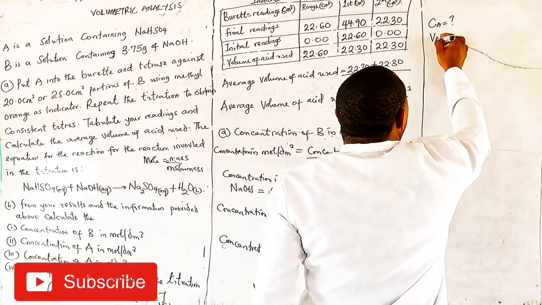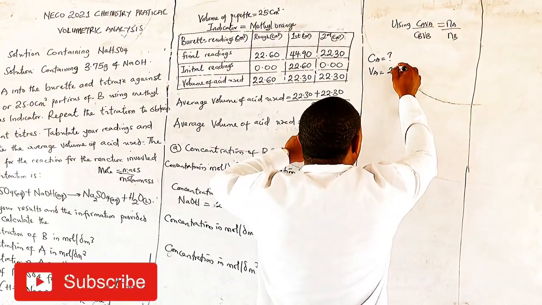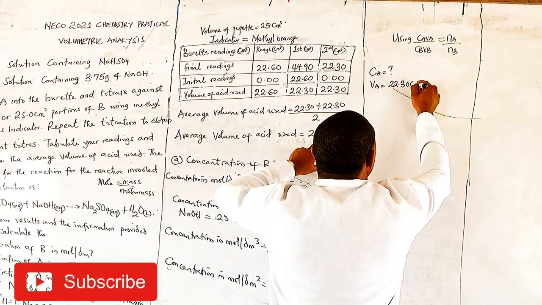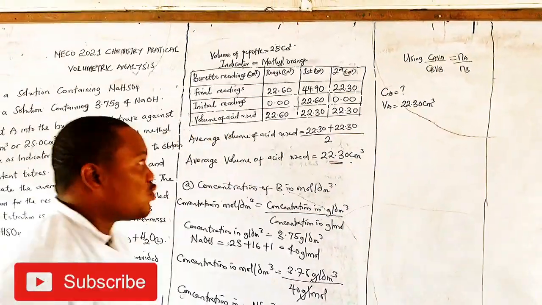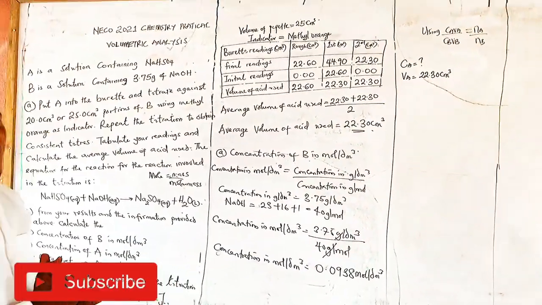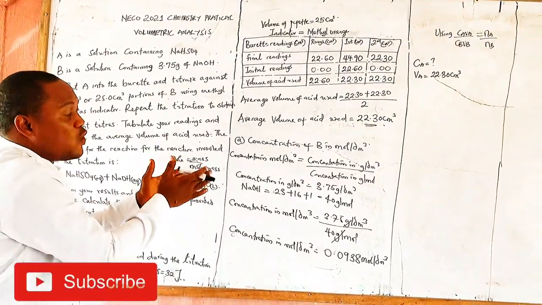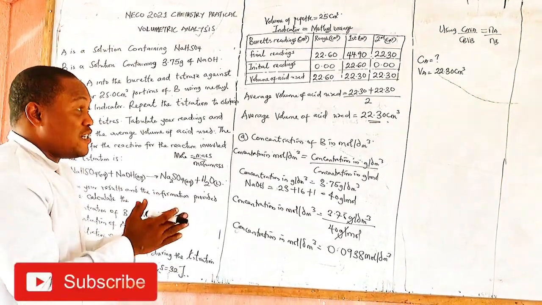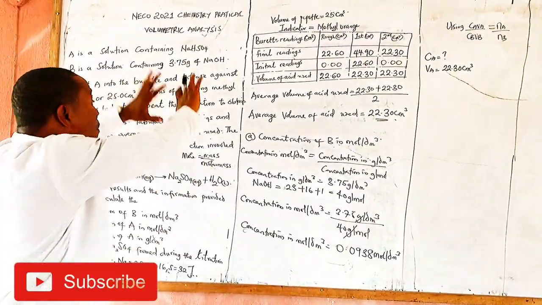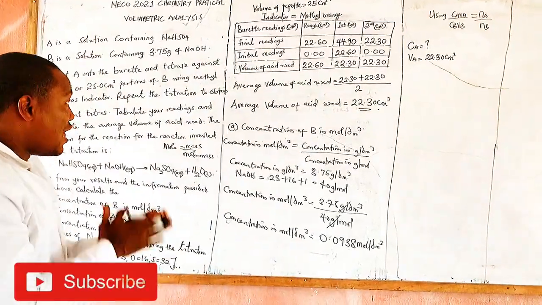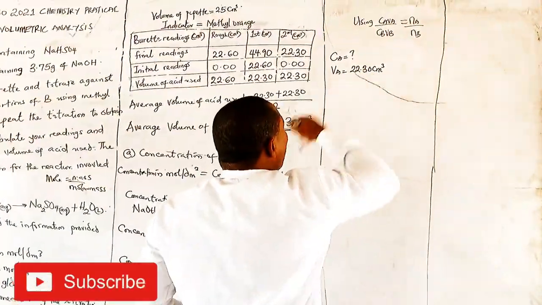Our VA, volume of acid, is the average volume of acid used, which we commonly call the titer value. So this is 22.30 cm³. Please pay attention to this. It's possible for the titer value in your own school to change a bit, but the procedures and the formulas remain the same. This is my own titer value when I carried out the titration. Yours might be different, but the calculations are the same. So that's my volume of acid.